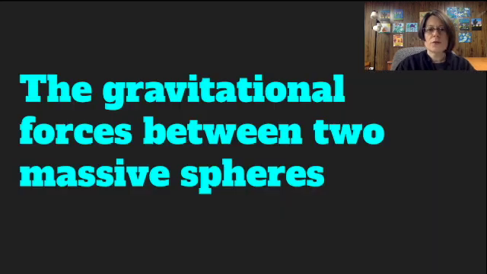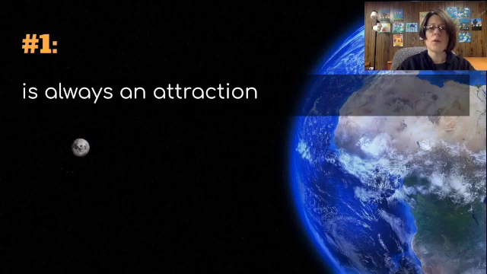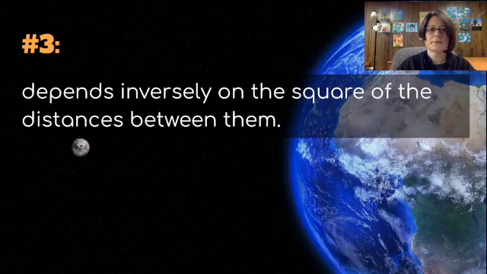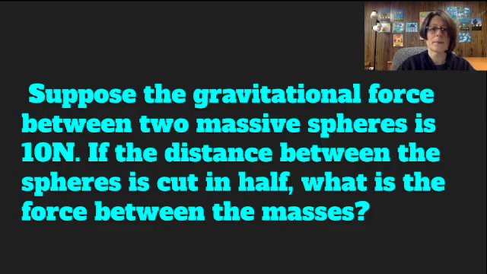The gravitational force between two massive spheres, like the Earth and the Sun, perhaps, is always an attraction. Number two, it depends on how massive they are. The more mass, the more force. And it depends inversely on the square of the distance between them. Remember we said the greater the distance, the less force. The smaller the distance, the more force there is. And that's a square, so it has even more effect.